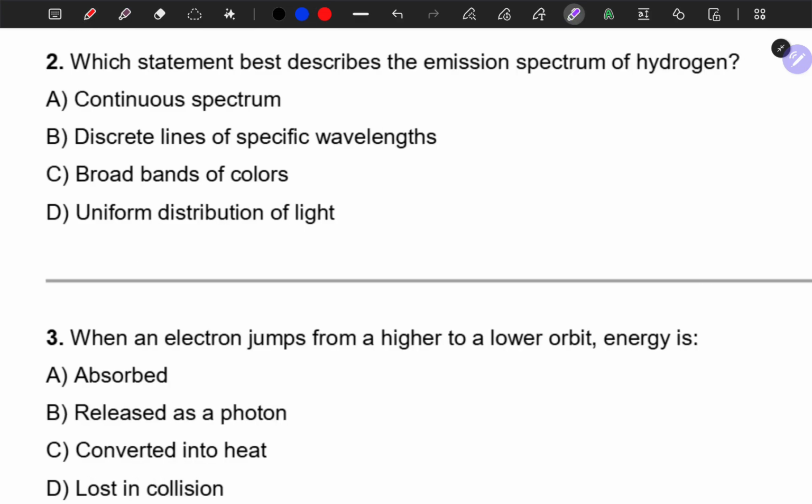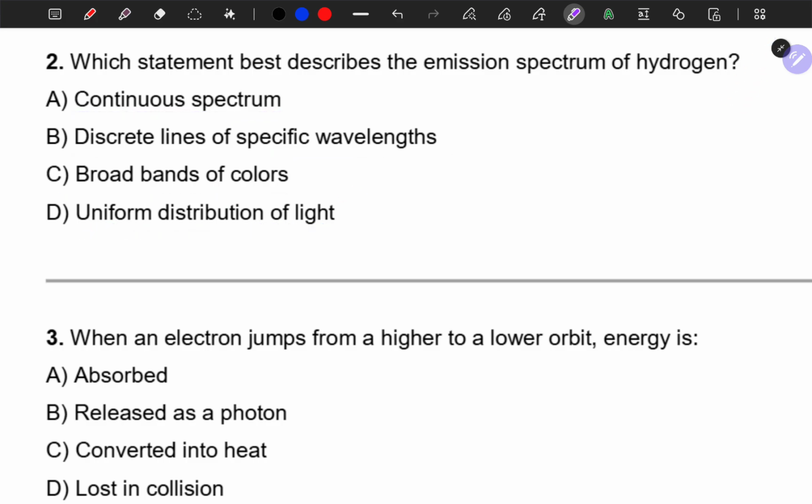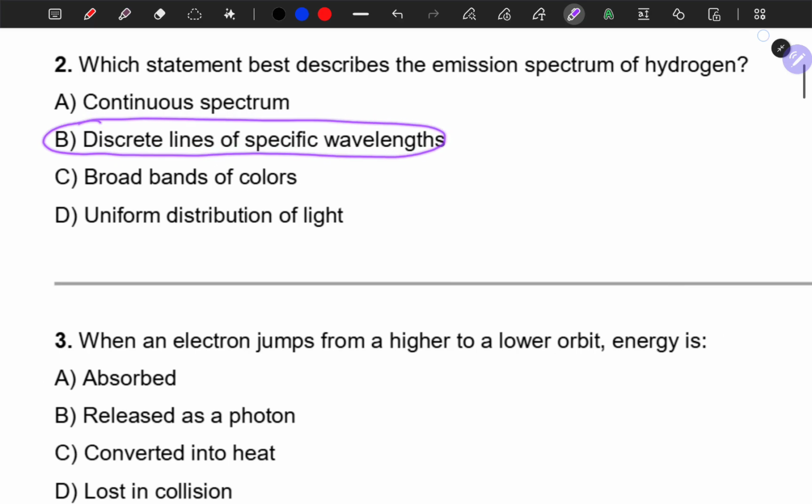Next question here is: which statement best describes the emission spectrum of hydrogen atom? Options are continuous spectrum, discrete lines of specific wavelengths, broad bands of colors, and uniform distribution of light. Out of these options, the correct option is the discrete lines of specific wavelengths.